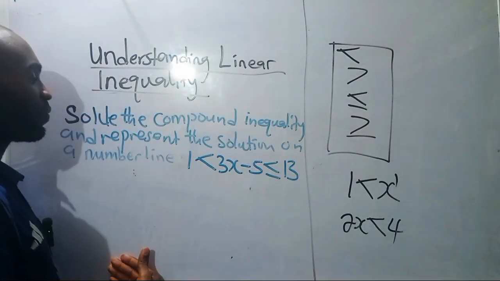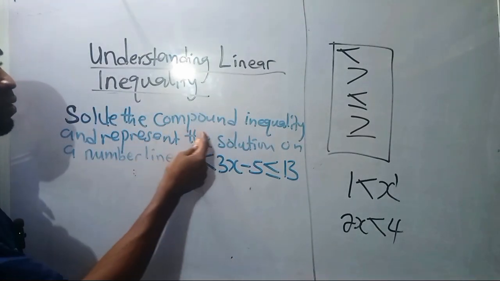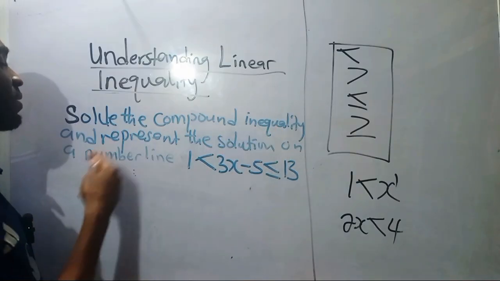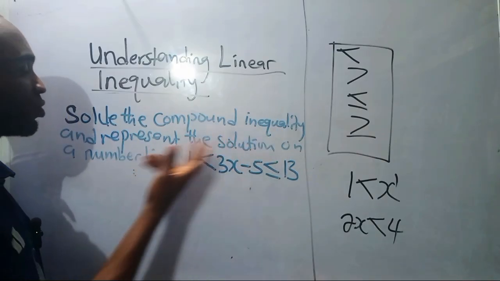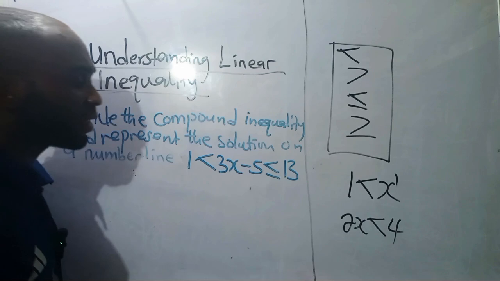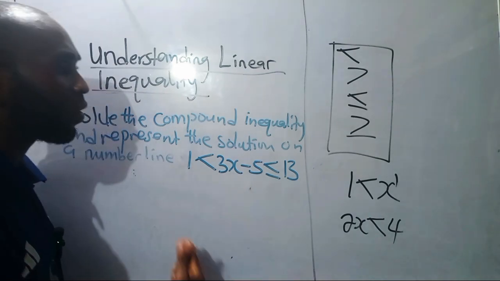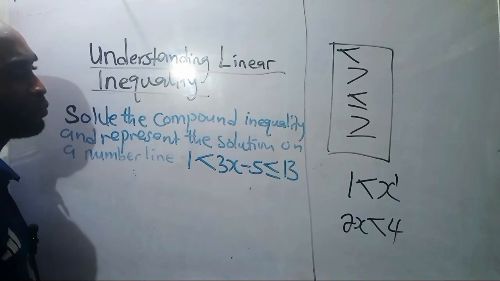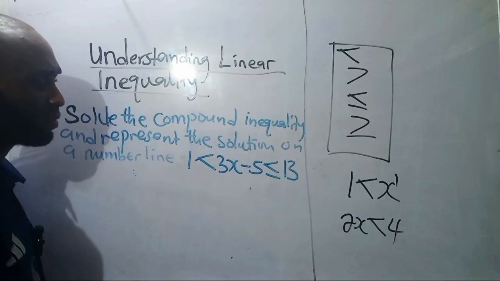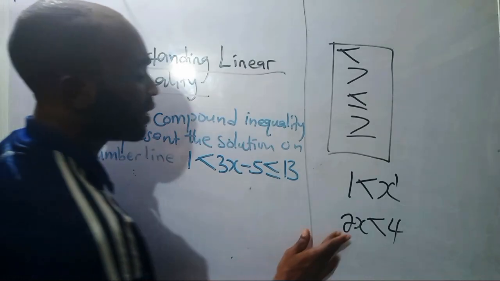So let's understand the question. We have a particular question here. We say: solve the compound inequality and represent the solution on the number line. That is, after solving this question, we are going to present it on a number line. And how are we going to do that? I will show you how to do that.